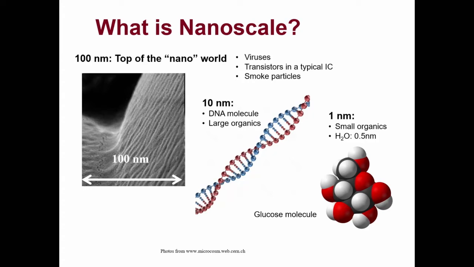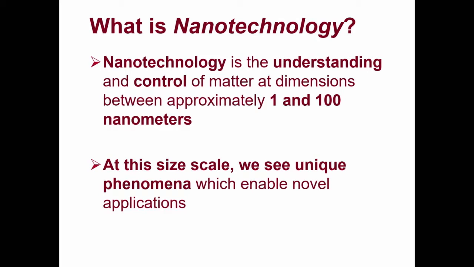At 1 nanometer, you're looking at small organic molecules, such as that image of the glucose molecule, a sugar molecule, that's roughly a few nanometers in size. And going even farther down, a single water molecule stands at a half a nanometer in size. So this nanometer length scale is well smaller than we are typically used to dealing with in our macroscopic world.